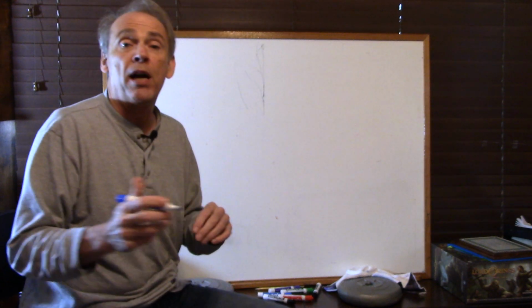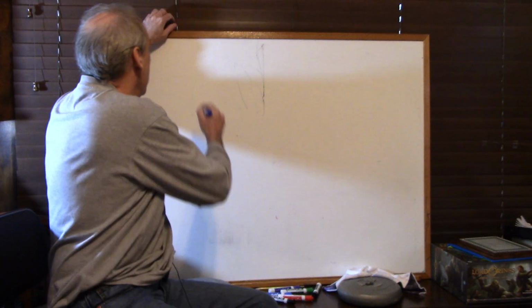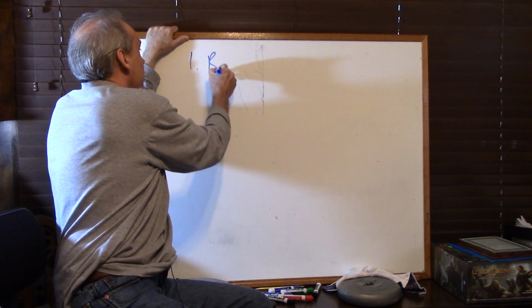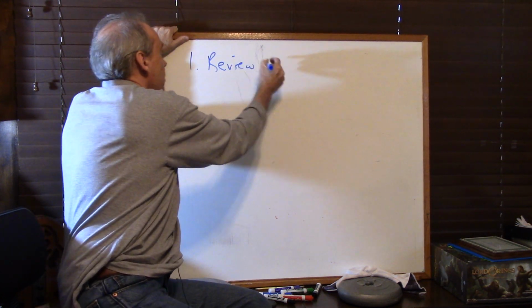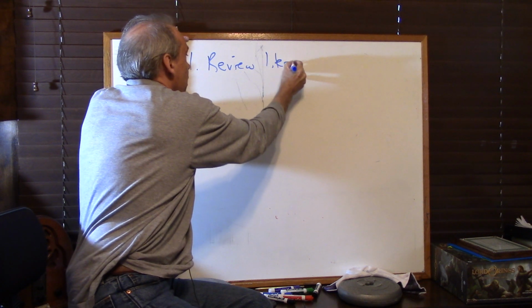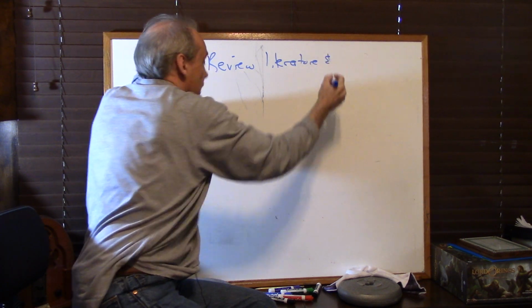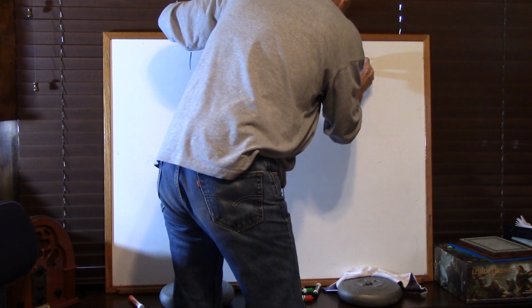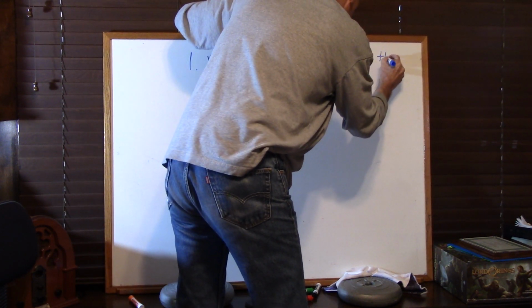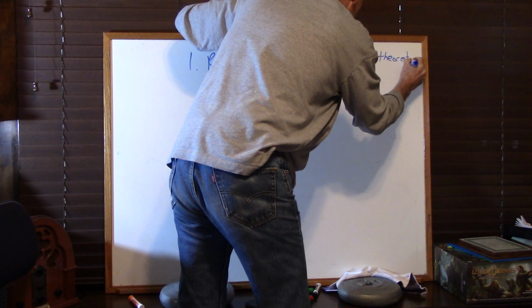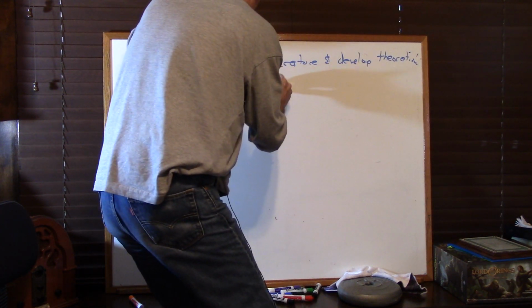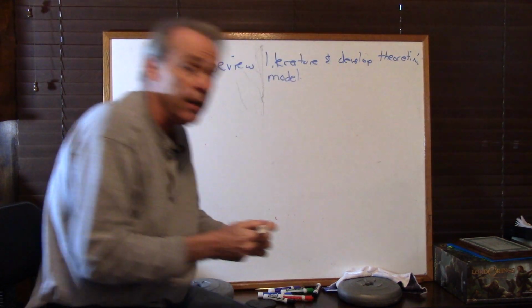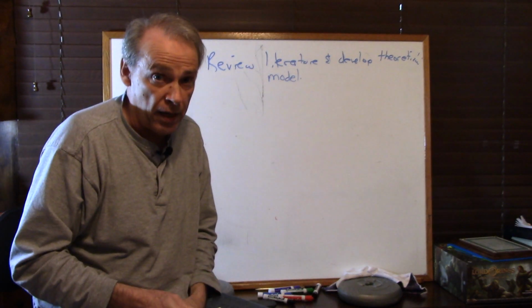six steps in applied regression analysis. Number one, what's his number one here? Review the literature and develop theoretical model.